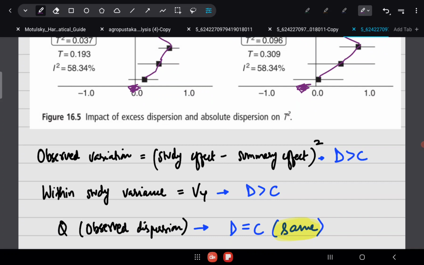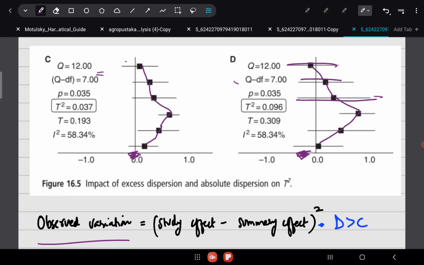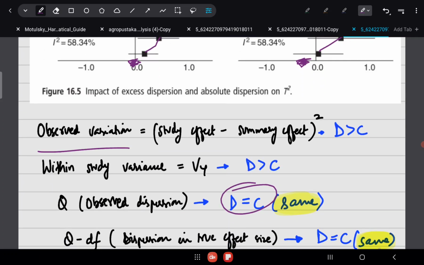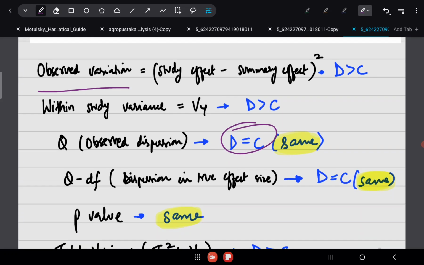However, because the Q statistic is a ratio, when we take the ratio of the observed variation to the within study variance, the Q statistic will be the same for D and C. So this is a great property of the Q statistic. We have discussed this already, that it is a ratio of the observed variation to within study variation. In D the observed variation is more, but the within study variance is also equally more. Because they both increase, the ratio will remain the same. So the Q statistic will be the same for D and C.